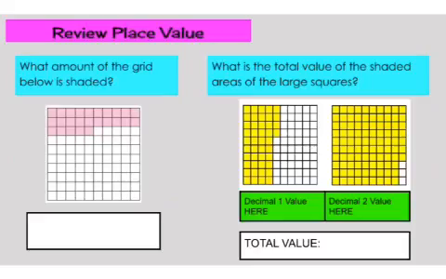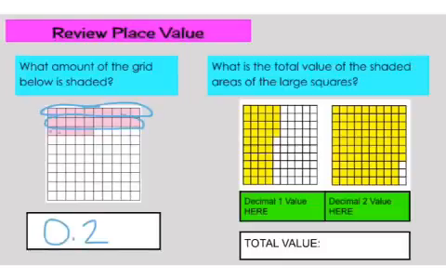What amount of the grid below is shaded? So we have 2/10. So I have 0 wholes and 2/10, and then I have 1, 2, 3, 4, 5 hundredths. So that's 0 and 25 hundredths of the grid is shaded.